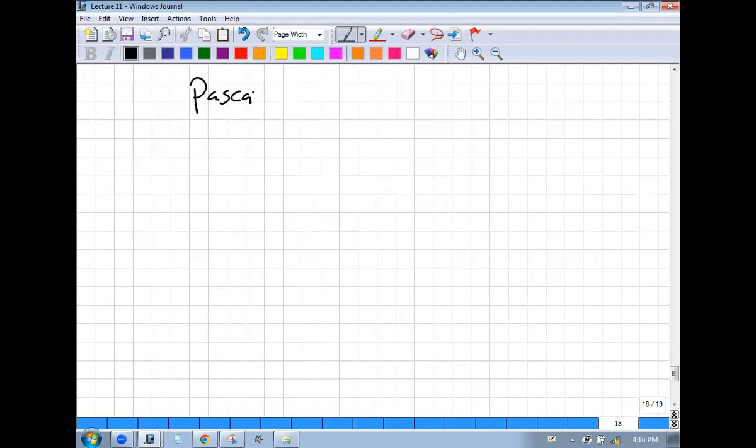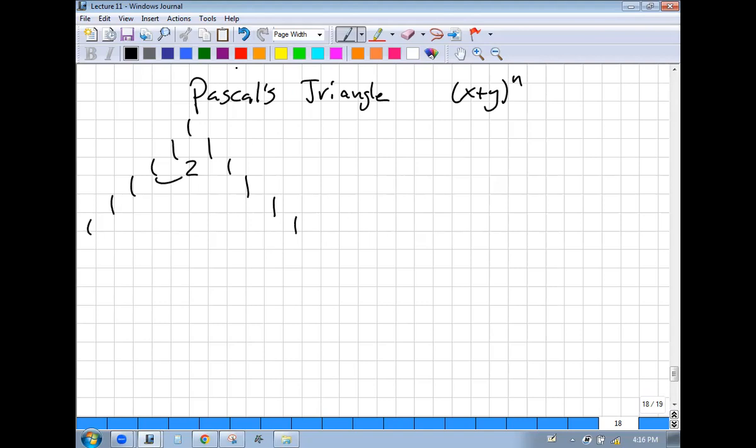There is a trick, Pascal's triangle. So if we're doing x plus y to some integer power, you draw your triangle. 1 plus 1 is 2. Let me do a bunch of ones here. 2 plus 1 is 3. 2 plus 1 is 3. 3 plus 1 is 4. 3 plus 3 is 6. 3 plus 1 is 4. 4 plus 1 is 5. 6 plus 4 is 10. 6 plus 4 is 10. 4 plus 1 is 5. And you can keep going.